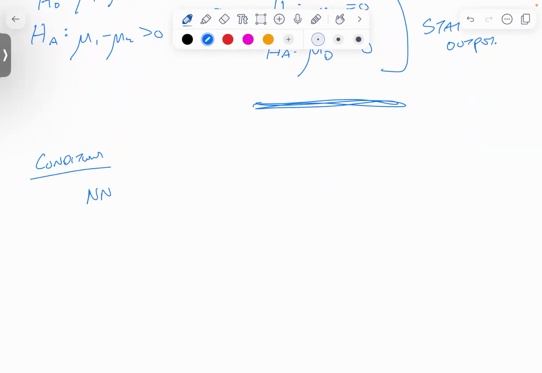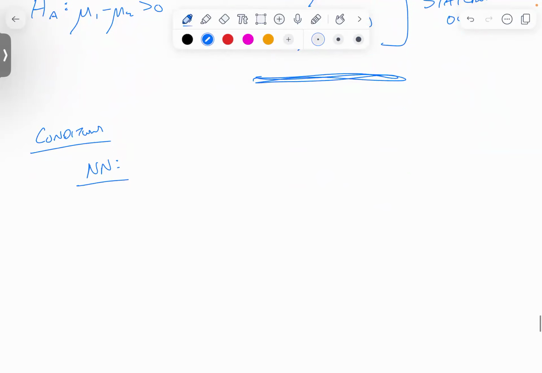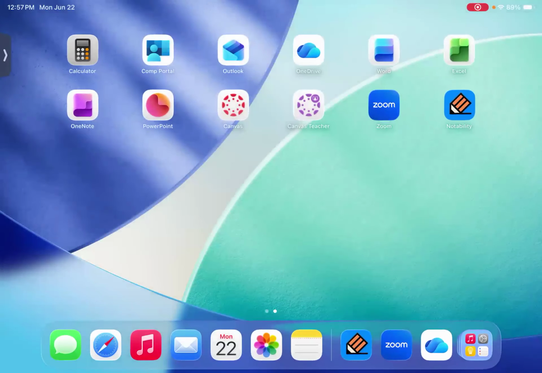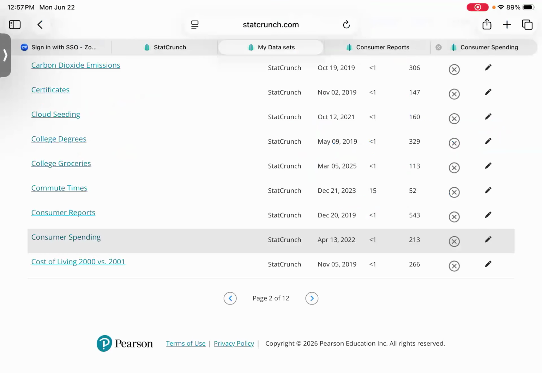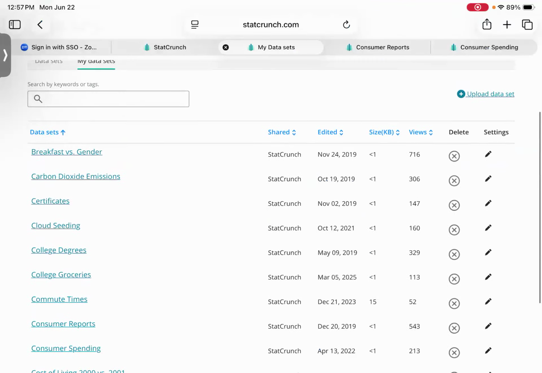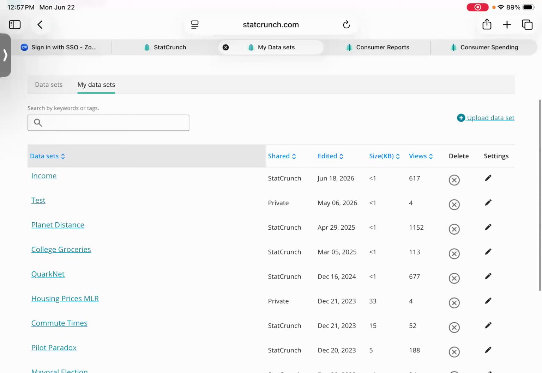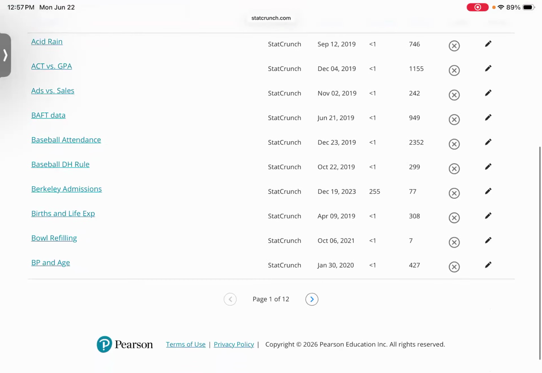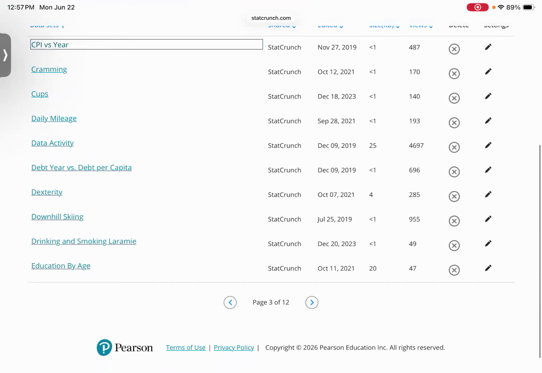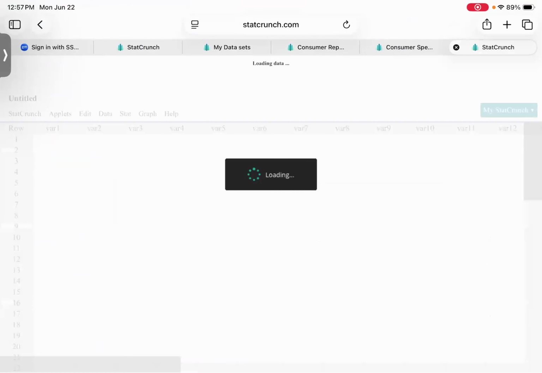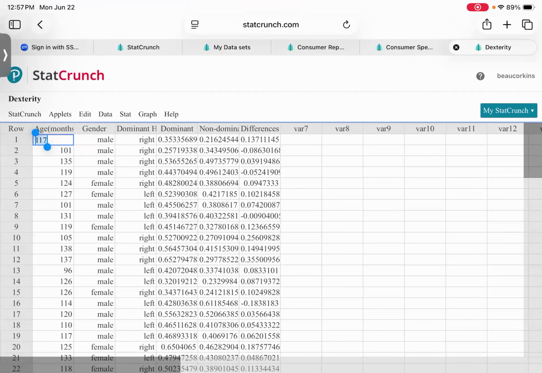Conditions. Nearly normal condition. We need to take a look at the data. All right, so to the data we go. Dexterity data set. And notice there's lots of info here. Which hand is dominant, the gender, age, all right? And I have the speeds, dominant hand, non-dominant, and the differences.